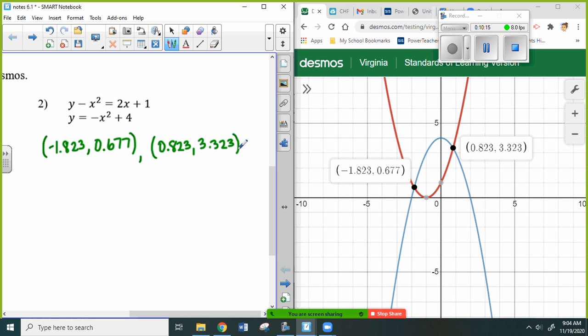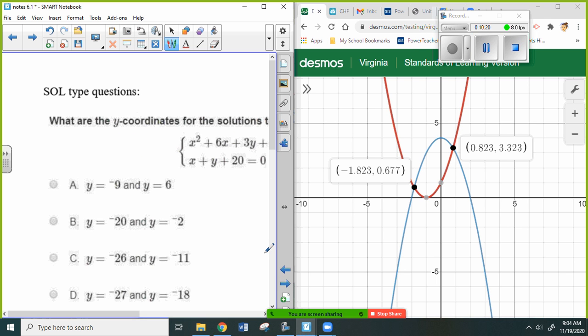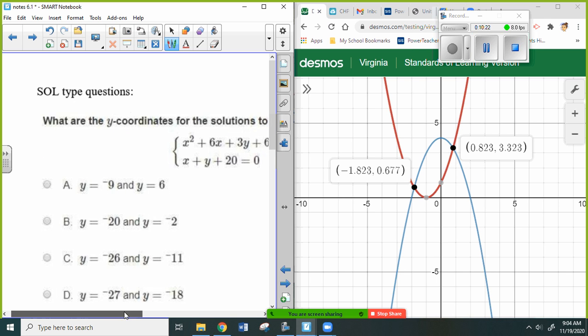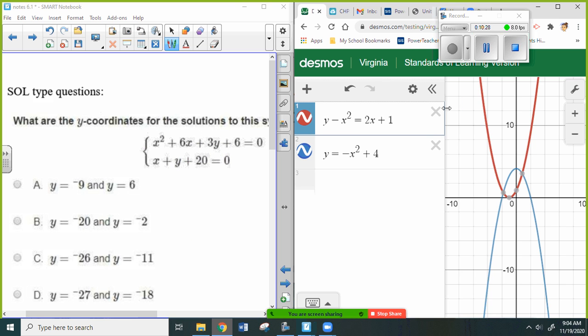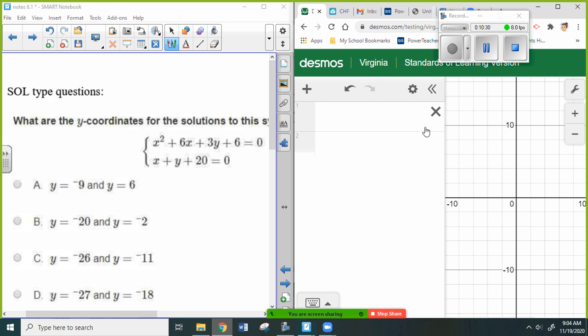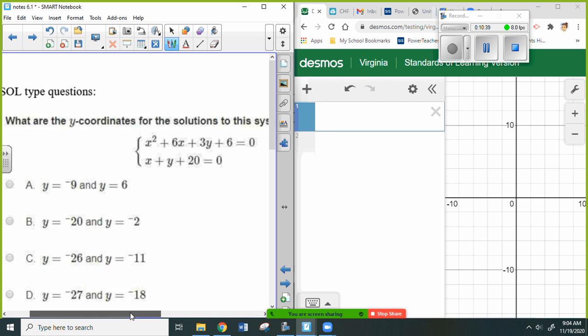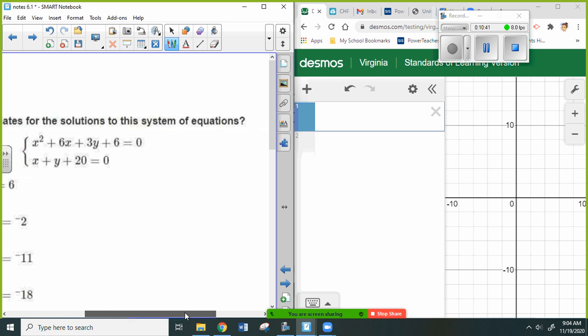Now that's pretty much the whole lesson, but what I wanted to do was include a couple of quick SOL type questions. Here's what you might see on an SOL. I know not everybody has to take it, but I just want to put it out there. This specific question says, what are the y coordinates for the solutions to this system?